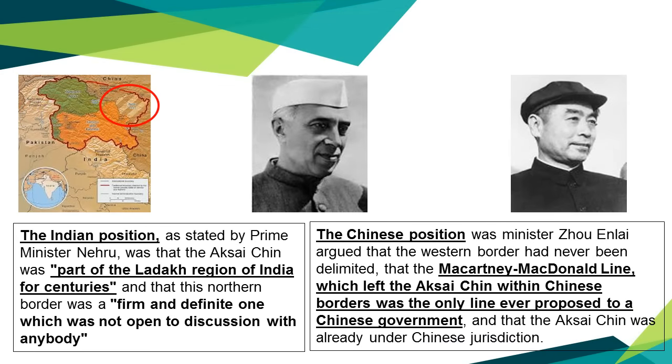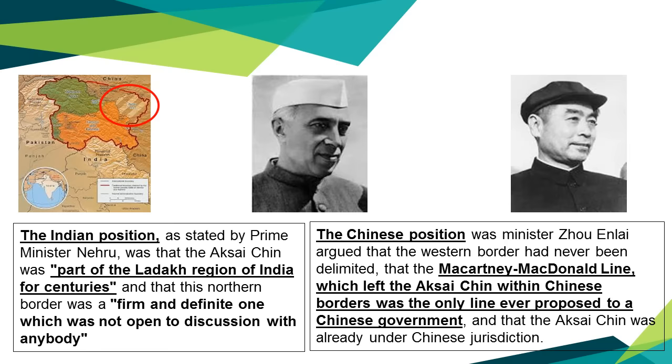The discontent and mistrust can be seen from the actions of both countries. The Indian position, as stated by Prime Minister Nehru, was that Aksai Chin was part of the Ladakh region of India for centuries, and that the northern border was a firm and definite one, which was not open to discussion with anybody. The Chinese position, as Premier Zhou Enlai argued, was that the western borders have never been delimited, that the McCartney-MacDonald Line, which left Aksai Chin within the Chinese border, was the only line ever proposed to the Chinese government, and that Aksai Chin was already under Chinese jurisdiction.